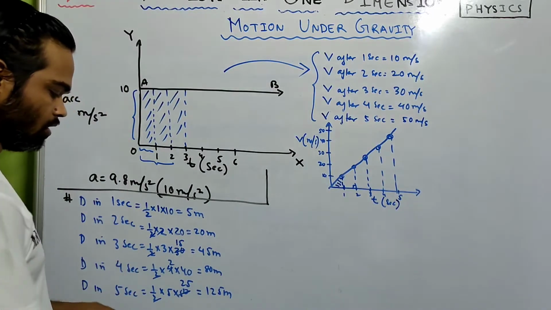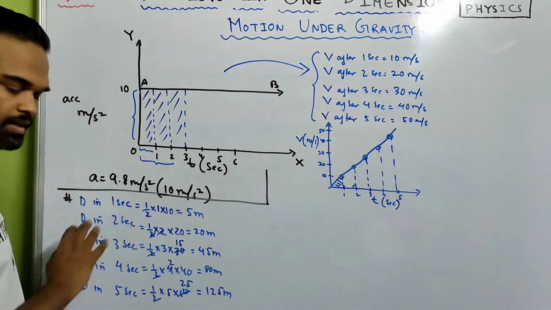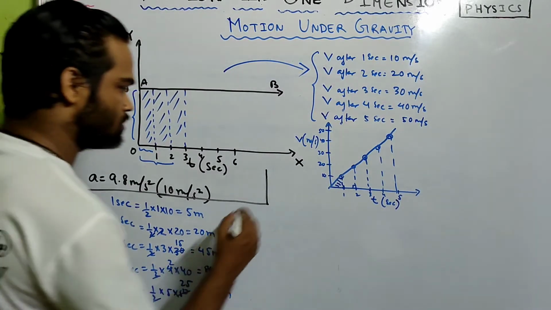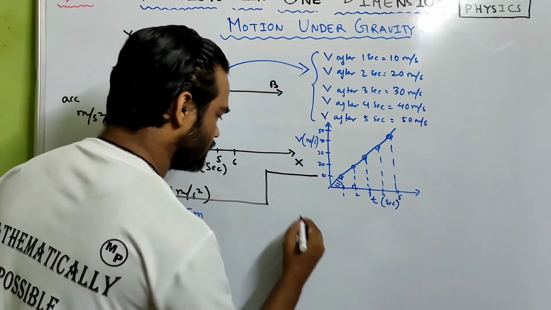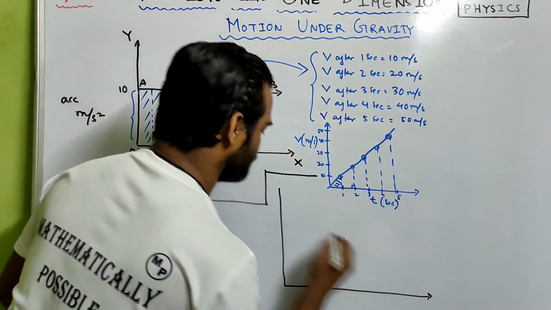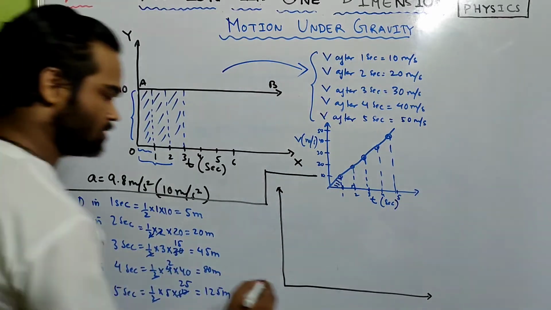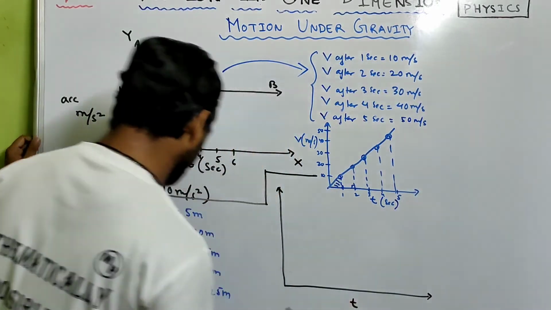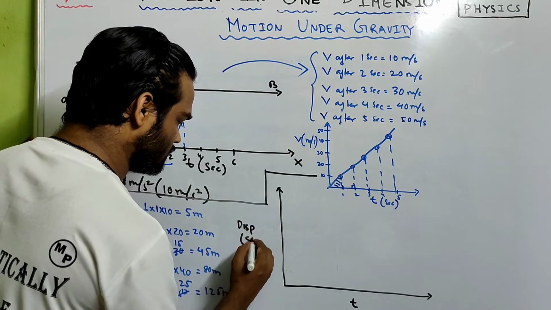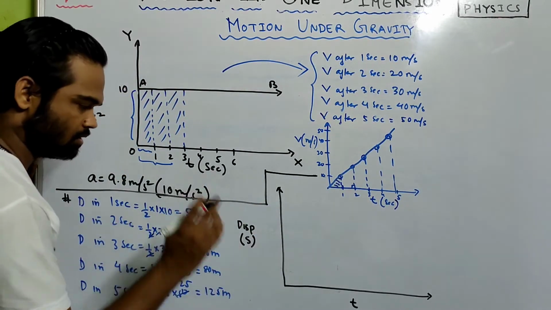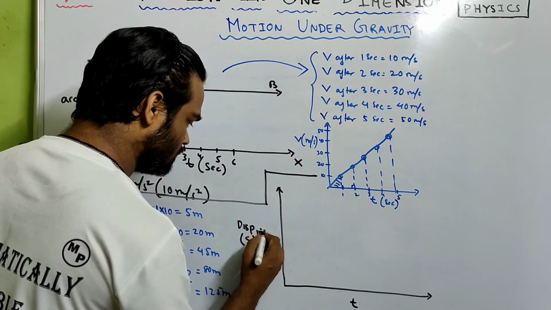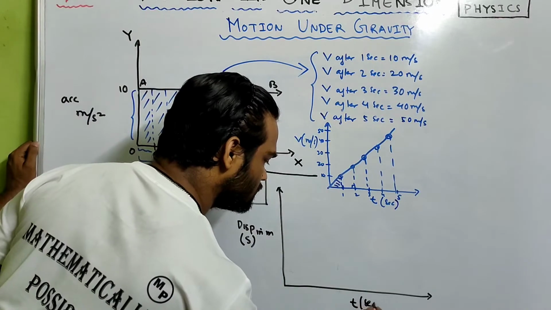Now, if I draw the graph for this data, the displacement time graph, just look over here. This is your time and this is your displacement, which is represented by S. It's not speed, okay, it's displacement in meters, time in second.